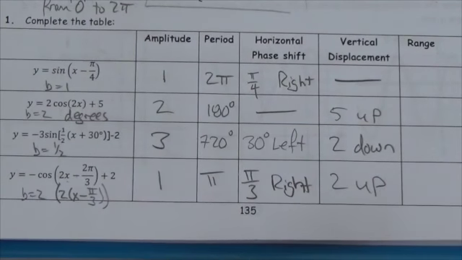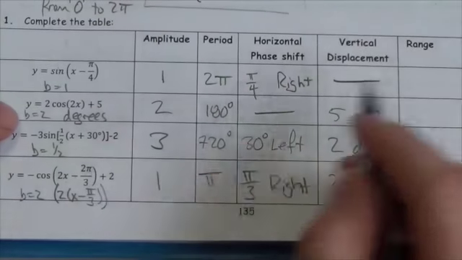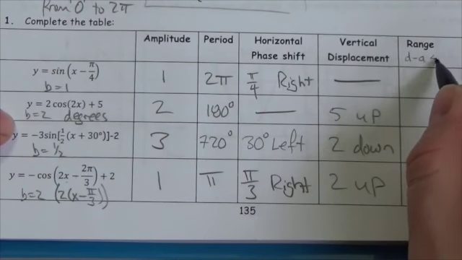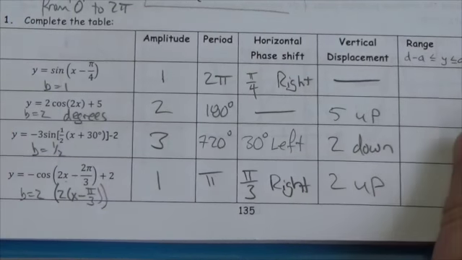Now, last but not least, identifying the range, which is important for many word problems that we do. And remember, range is going to be D minus the amplitude out to D plus the amplitude.